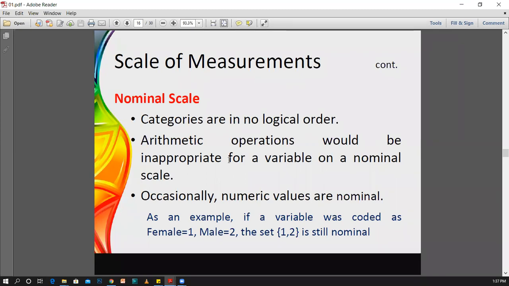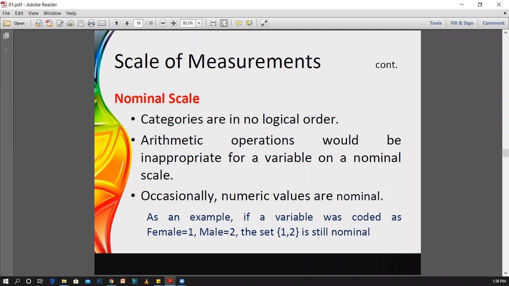That is the example which I have taken previously. If you have your names, you cannot add, subtract, multiply, or divide your names, because you cannot apply arithmetic operations on names. Therefore, if you have any data on the nominal scale, the arithmetic operations would be inappropriate. Sometimes we use categories as names, but sometimes we use numbers instead of names. Even though we use numbers, you cannot go for arithmetic operations.